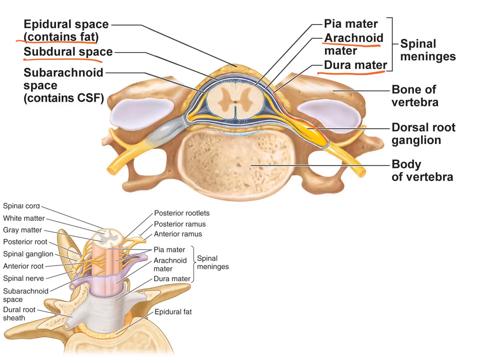And finally, the innermost layer that is directly adherent to the spinal cord itself is the pia mater. The pia mater is impermeable to cerebral spinal fluid. The pia mater, recognize, will also follow the contours of the spinal cord.